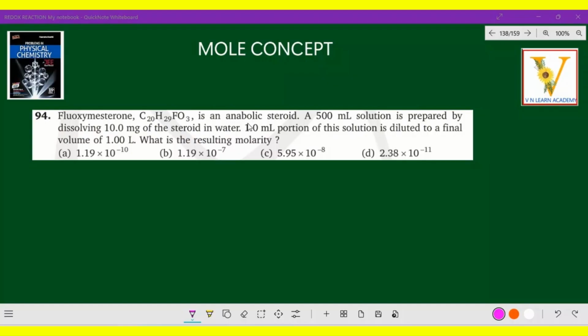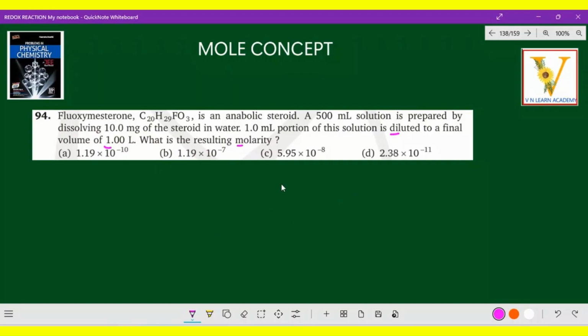C20H29FO3 is an anabolic steroid. A 500 ml solution is prepared by dissolving 10 milligram of the steroid in water. A 1 ml portion of this solution is diluted to a final volume of 1 liter. What is the resulting molarity?